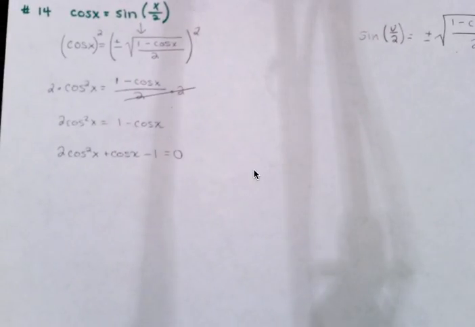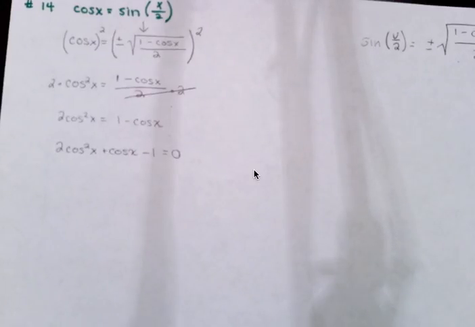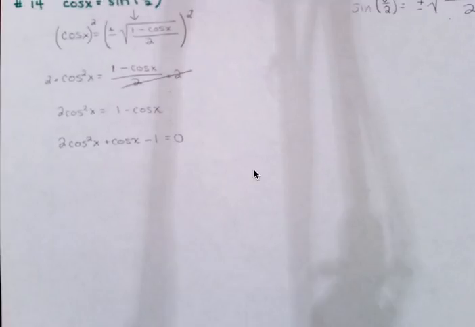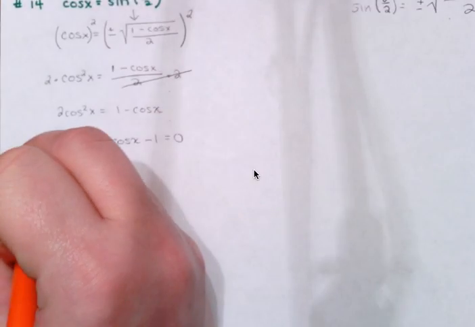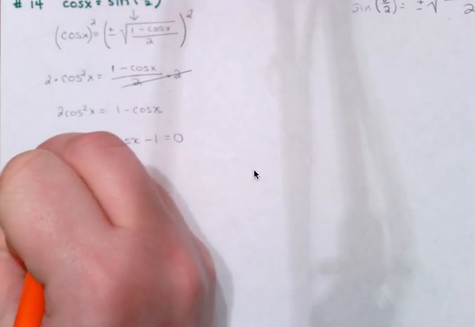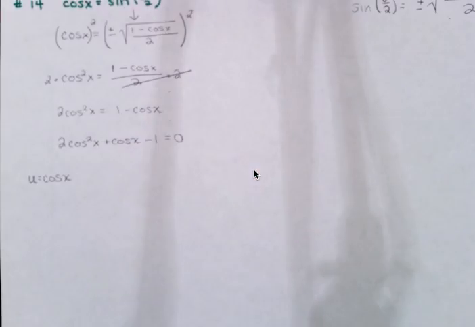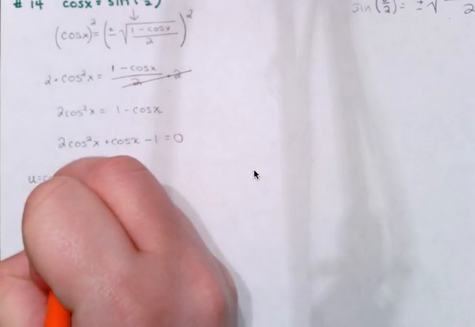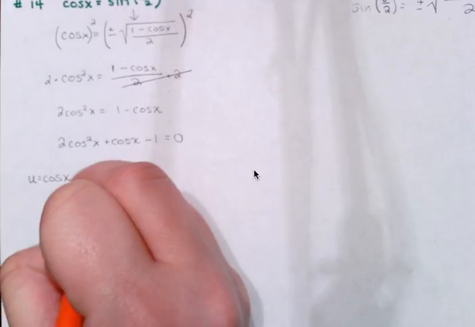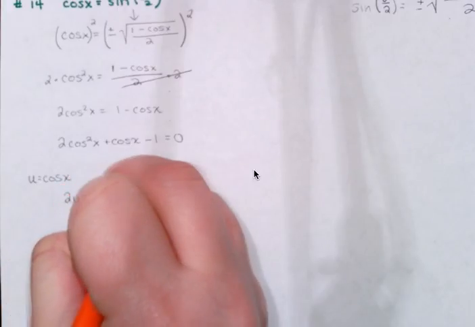Some of you can factor this with cosine in it. Others have a really hard time because of the word cosine. So if you're one of those people, you can go ahead and do u substitution and say u is equal to cosine of x. But you have to tell me that. Tell me what you're replacing here. Then I'd get 2u squared plus u minus 1 equals 0.